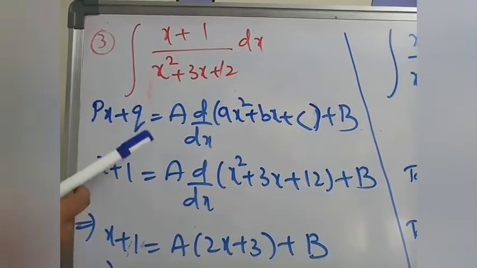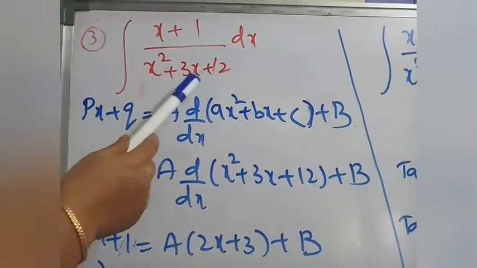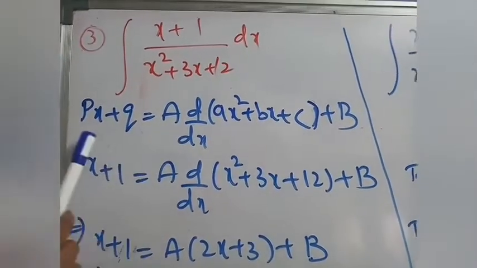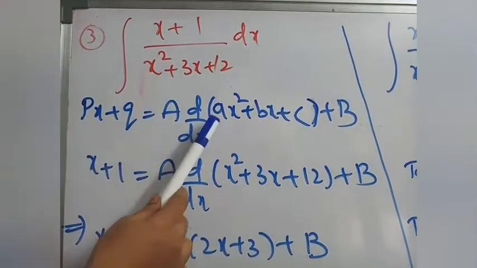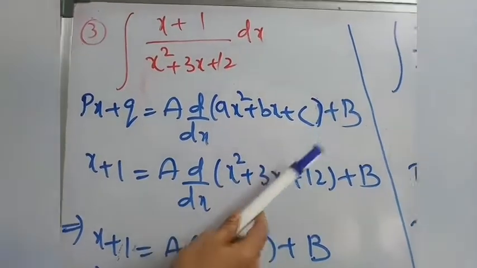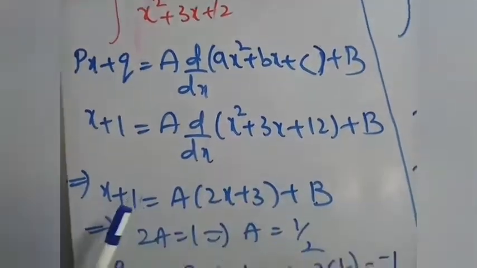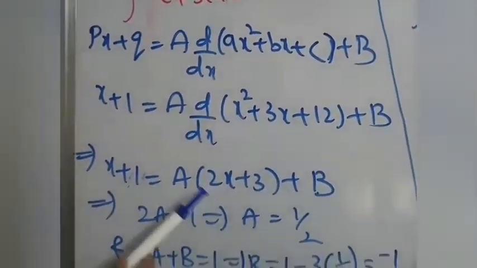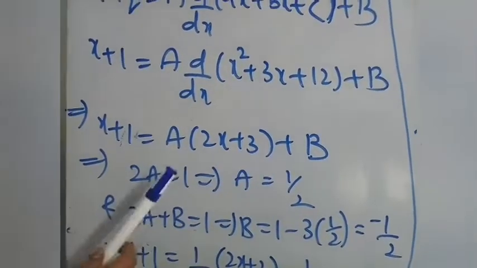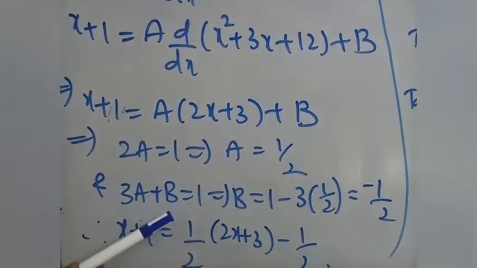See another similar problem, (px plus q) by (ax square plus bx plus c). It is also in the form of, we have to write the working rule as px plus q equals a into derivative of (ax square plus bx plus c) plus b. Then substitute these values. After that take the derivative 2x plus 3 here and compare x coefficients and constants. Then you can get a, b values.